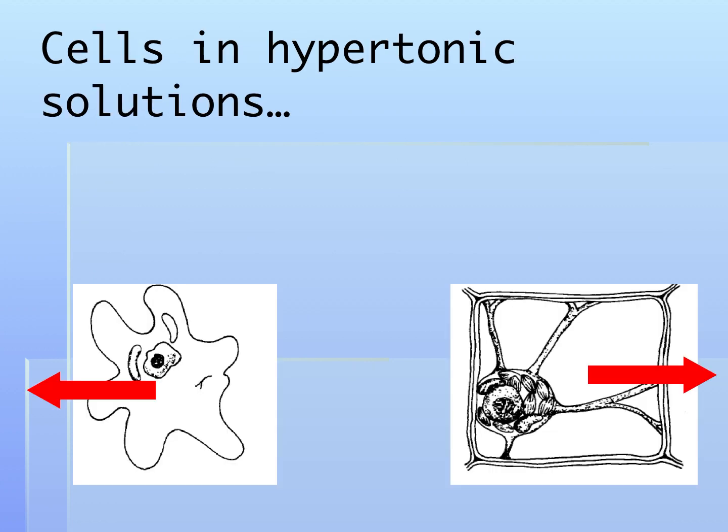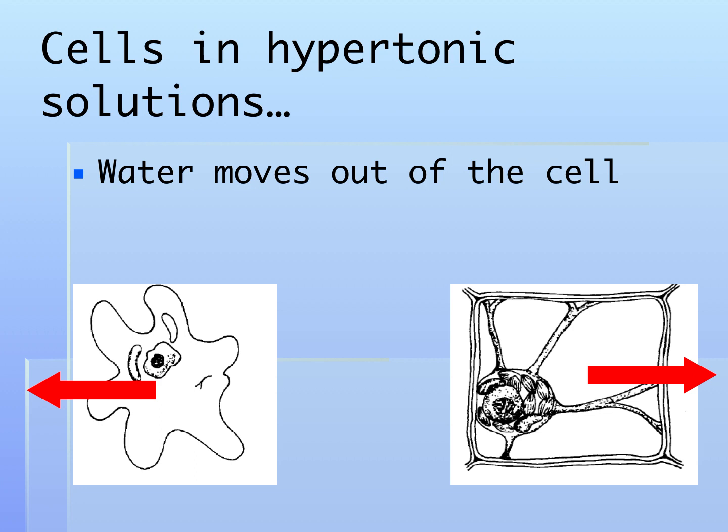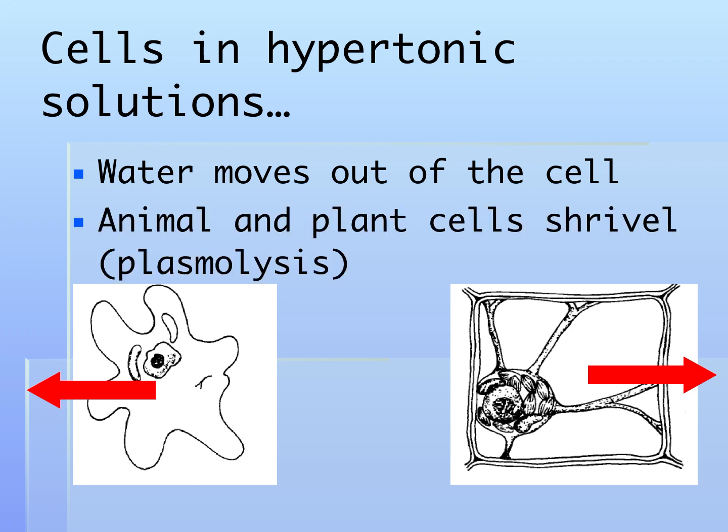So let's look at what happens to cells in these different types of solutions. Like I said before, in a hypertonic cell, we have more water inside the cell than outside. Water behaves just like any other material in diffusion, and it's going to move from the area of high concentration to an area of low concentration. So water is going to move out of the cell, and the cell will shrivel.